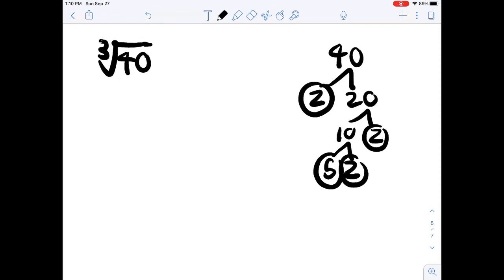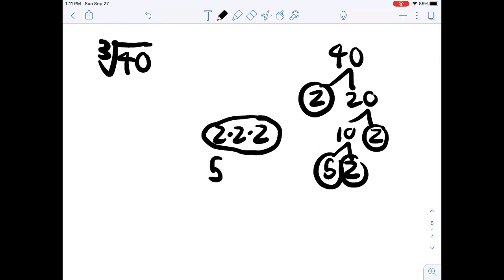Now the only difference here is that we're going to find the factors of 40 that are perfect cubes, not perfect squares, because in this case, unlike the other one, we're cube rooting 40, not squaring it. So here we have 3 2s and 1 5. So in this case, we need to find 3 of the same numbers repeated. So here we can see that 2 is repeated 3 times, and 2 times 2 times 2 equals 8. And then we have this 5 left over, so that's 8 times 5.